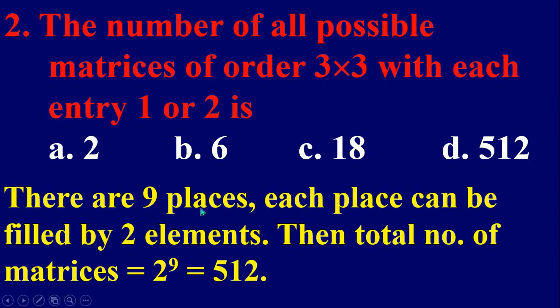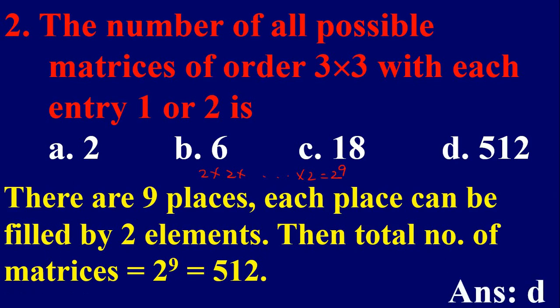We studied permutation and combination, and in that we studied the counting principle. If one event can be done in m ways and another event can be done in n ways, the total is m into n. So here we have 9 places, and each place can be filled in 2 ways. Therefore it is 2 into 2 into, and so on, up to 9 times. It is the same as 2 to the power 9, and 2 to the power 9 is 512.